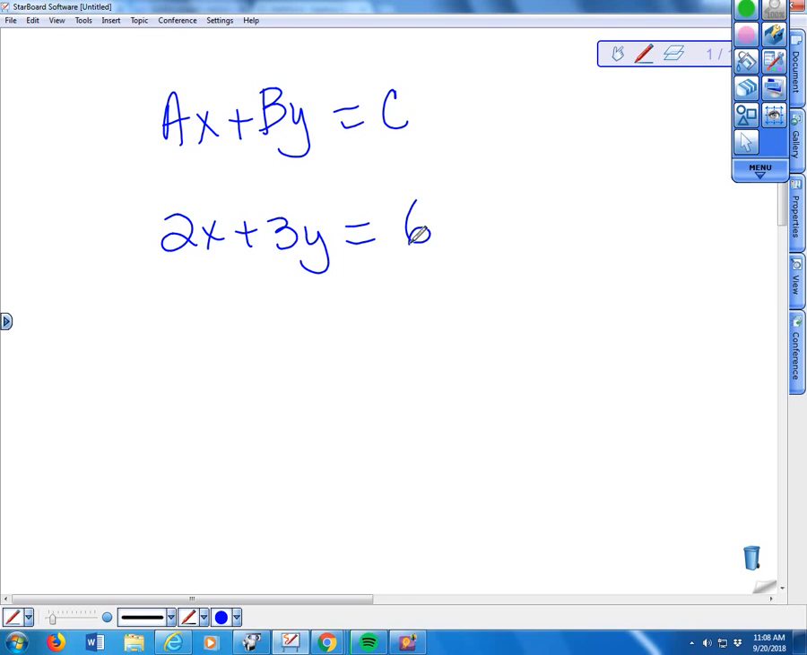Okay, some questions you might get about equations in standard form. You may be asked to find the slope. You may be asked to find the y-intercept. You may be given 2 points and have to write the equation in standard form. Given the slope and a point, write the equation in standard form. So I'm just going to go through a couple of those examples.